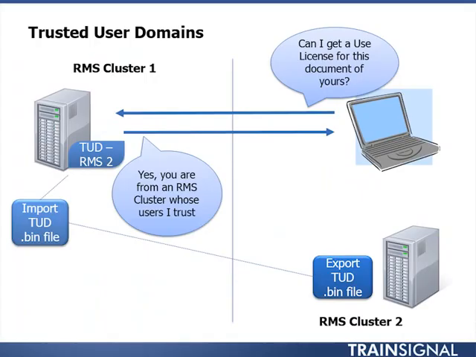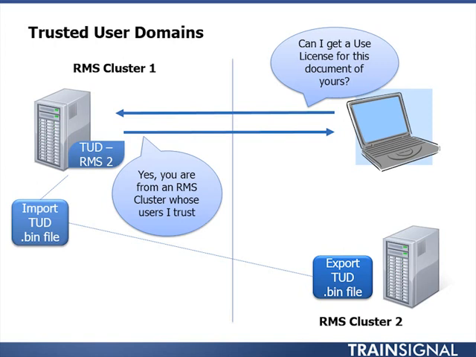Our first technique for cross-cluster configuration is called trusted user domains. And it's used in a scenario where I've got multiple RMS clusters. Maybe there's one in each of two different domains in the same organization. But a user who got his or her certificates from one RMS cluster wants to be able to access a document that comes from a totally different cluster. Is there a way to do that? Well, actually, there's a couple of ways of going about that basic strategy. But the primary one is this one called trusted user domains.